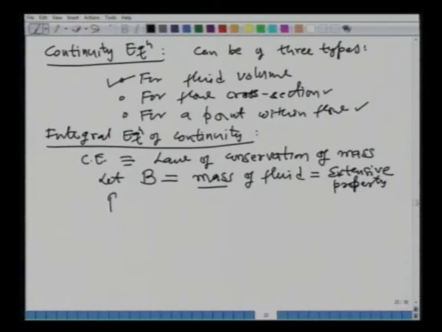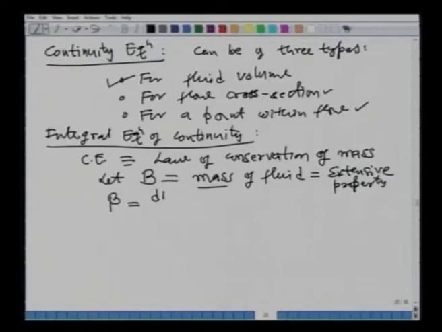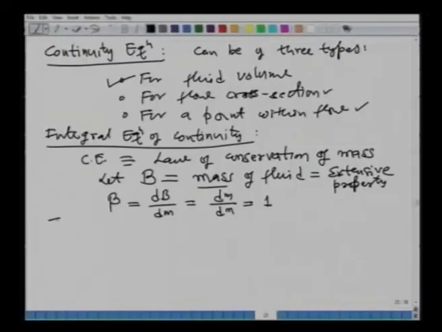Okay. What will be beta then? I would like you to think about it for a second and convince yourself what it would be. What is the relation between beta and B, that is, intensive and extensive property? It is dB over dm. All right. So, what will be dm over dm? It will be nothing but 1. Okay. So, for the law of conservation of mass, your extensive property is the mass and the intensive property will be 1, constant always.